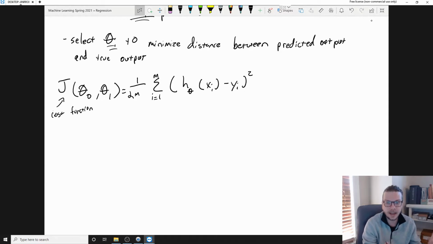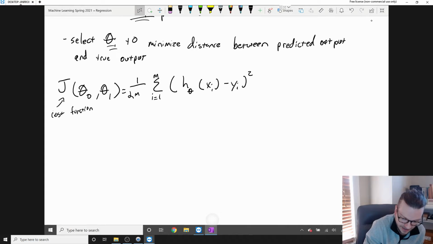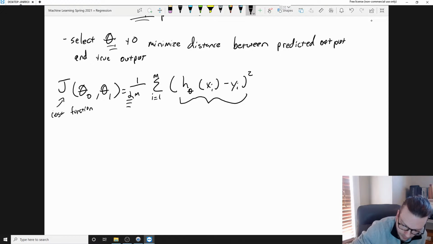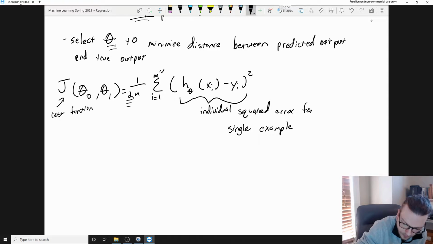Looking at how you can adapt trees for regression. The two in the front! Yeah, like, what's this guy doing here? So, true mean squared error is just 1 over m times the sum of these differences. So this individual bit is the individual error, squared error, for a single example. Remember that m is your total number of examples.